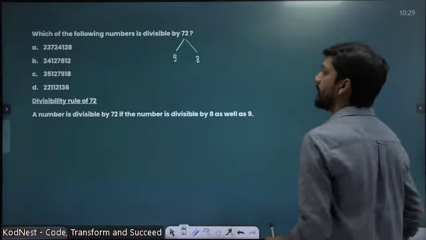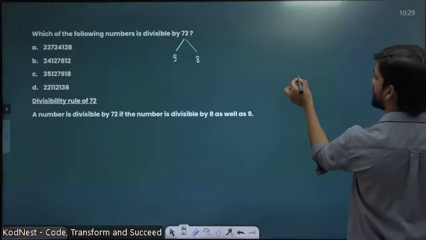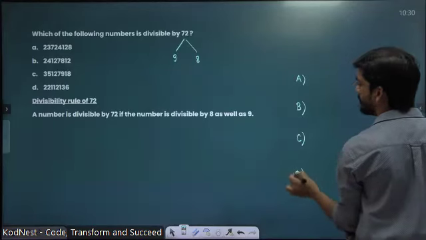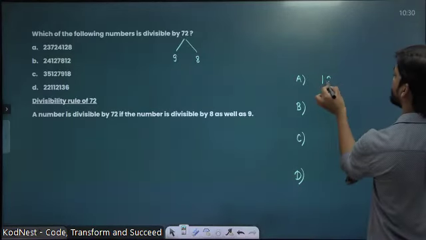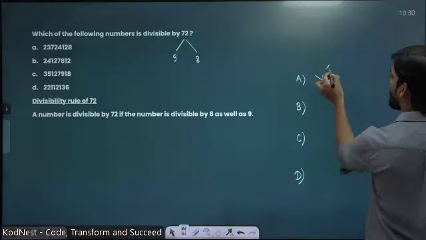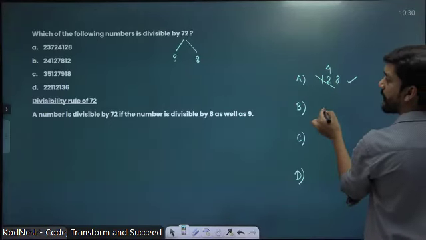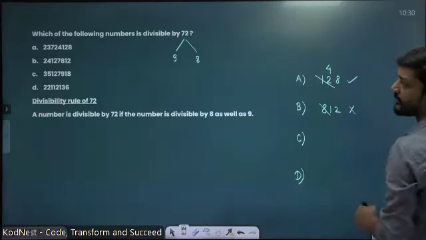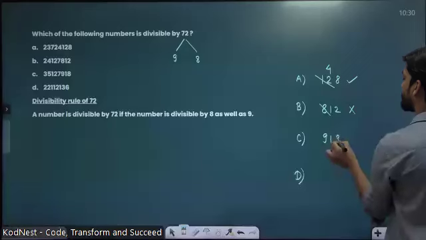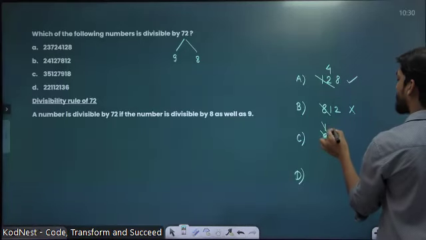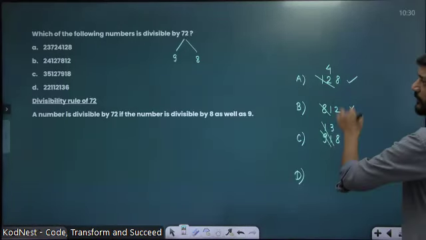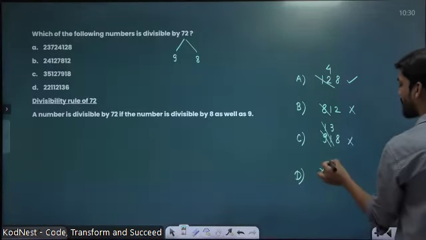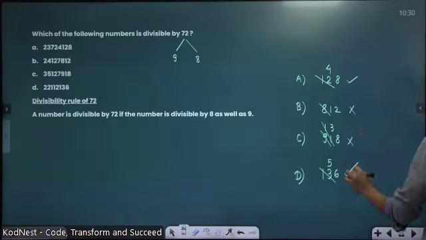No. Okay. If I take the last three places of A option, B option, C option, D option. So 128, 12 minus 8, I will get 4. 48 is divisible. Now 812, 8 minus 8, 0. 12 is not divisible by 8. 918, 9 minus 8 is 1, 11 minus 8 is 3. 38 is not divisible by 8. 136, 13 minus 8 is 5. 56 is divisible by 8.